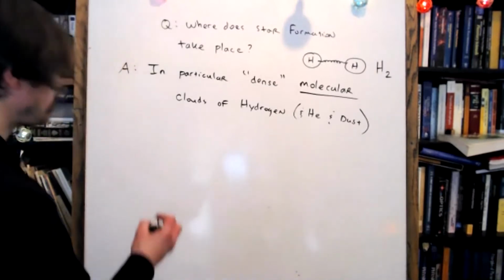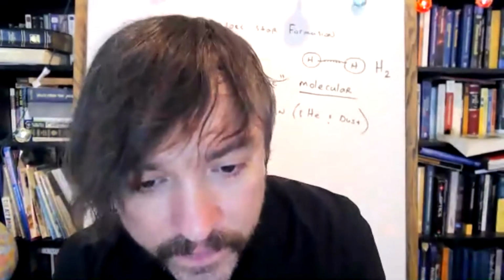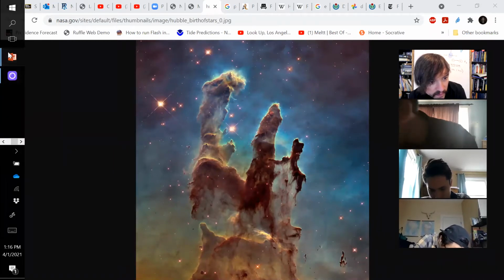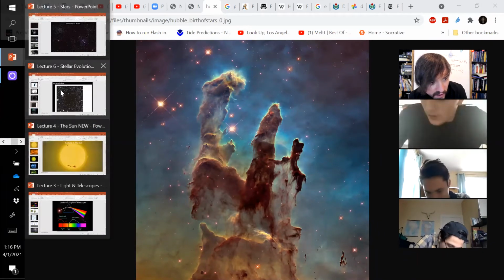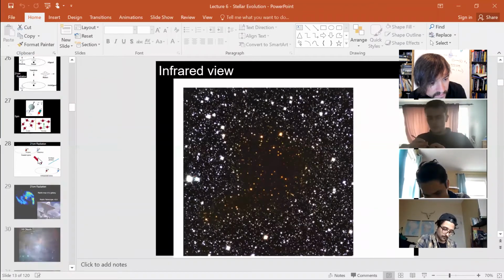All right, let's make it. Oh, I got an idea. The Pillars of Creation are an example of a giant molecular cloud. They sometimes call them GMCs.